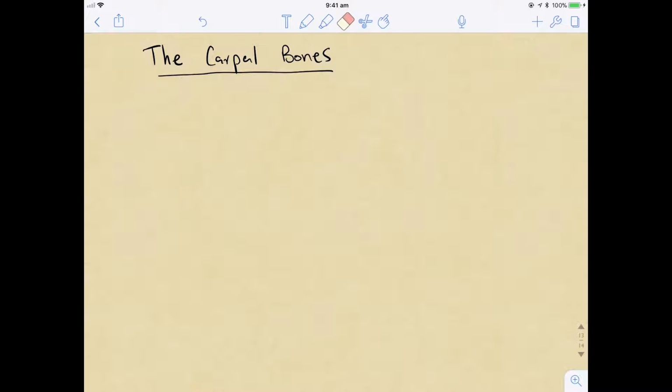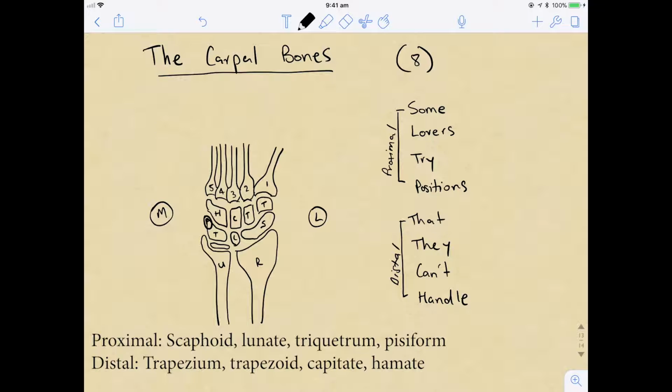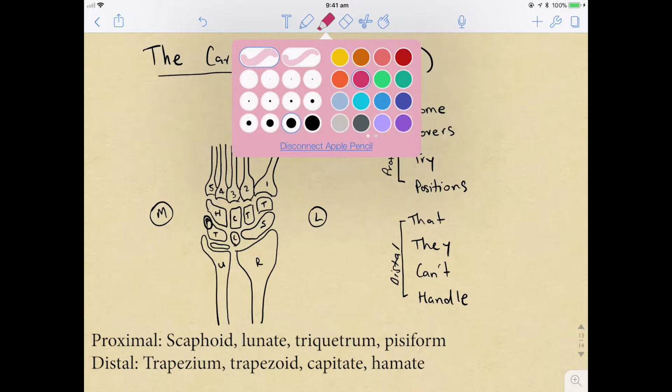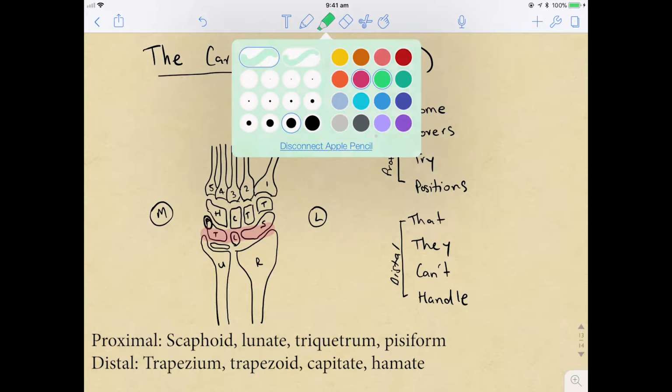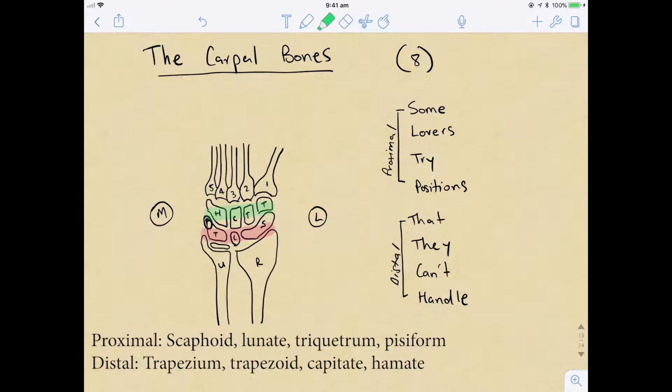Okay, let's start by first revising the carpal bones. We know there are 8 carpal bones in total, and the way we remember them is by the mnemonic, "Some lovers try positions that they can't handle." So there are our 2 rows of carpal bones. We have the proximal row and the distal row, and each of those rows is associated with a tunnel. So there are essentially 2 tunnels that form the carpal tunnel. So let's go in and draw both the proximal tunnel and the distal tunnel.